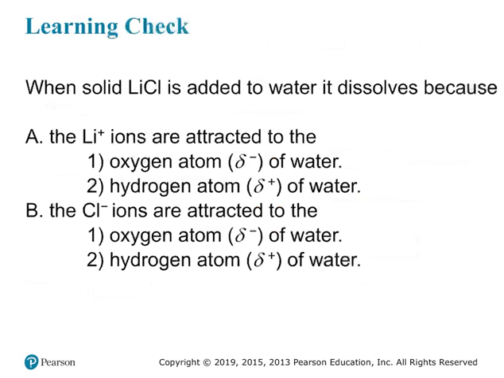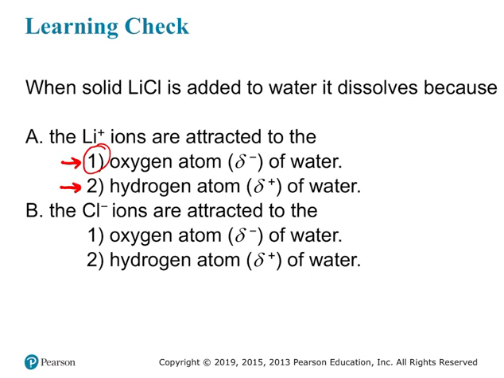So what are the lithium ions attracted to? Are they attracted to the oxygen atom of water, which is partially negatively charged, or are they attracted to the hydrogen atom, or the partially positive part of water? So lithium ions are positively charged, and remember, opposites attract in terms of charge. So that would be attracted to the oxygen atom.